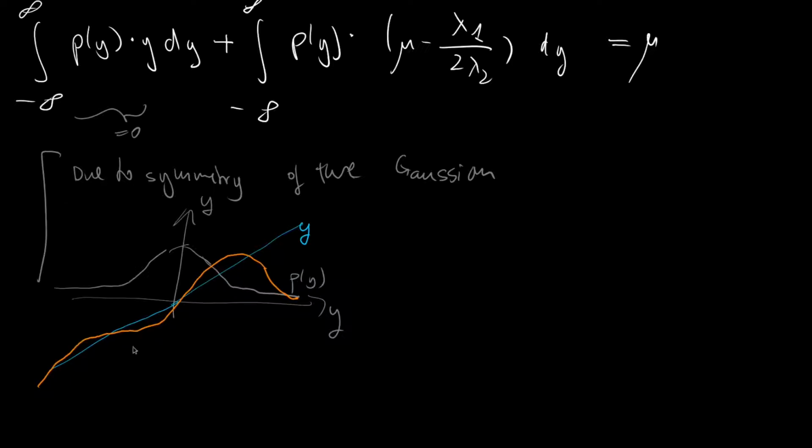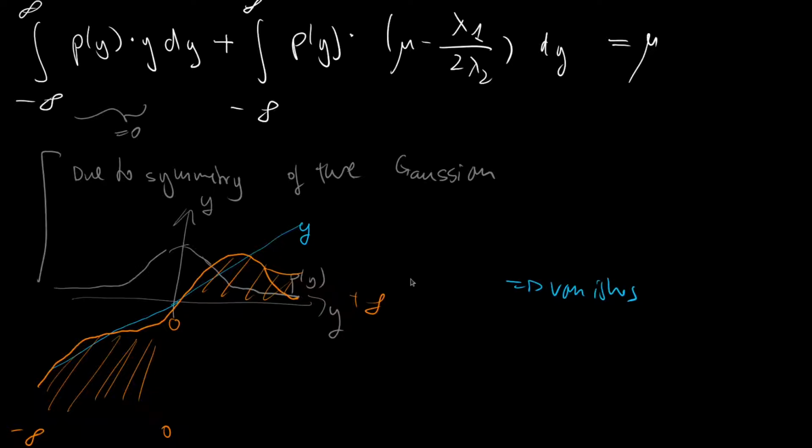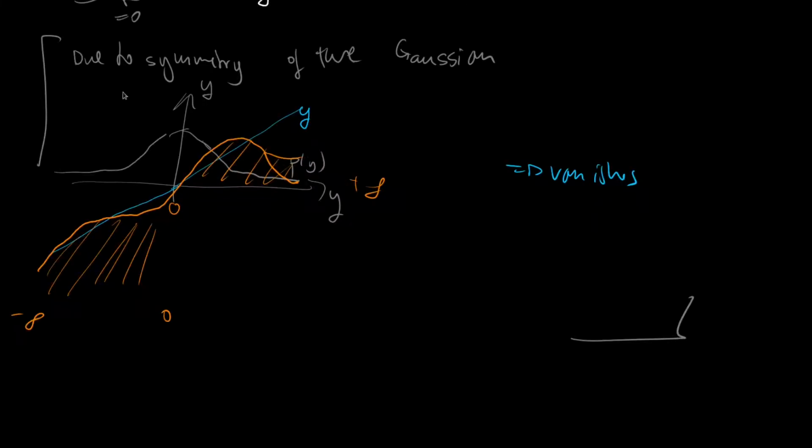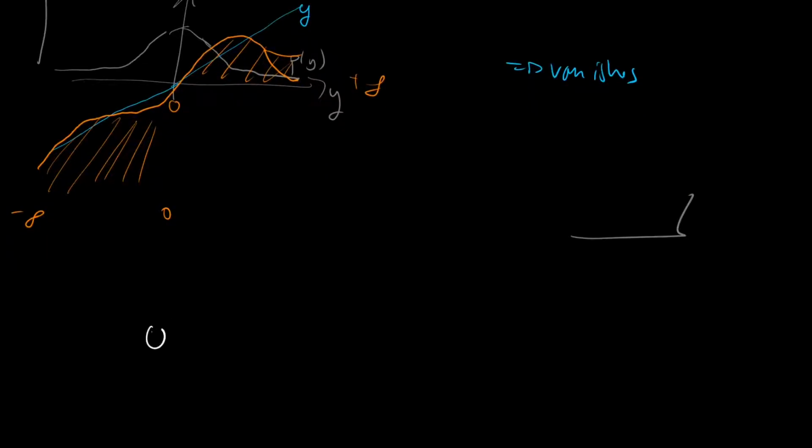So it is kind of symmetric. This area here from minus infinity all the way to 0 is the same as this area here from 0 to plus infinity. And that's the reason why it cancels. You also call it just the symmetry of the Gaussian, and then it vanishes. So it vanishes.